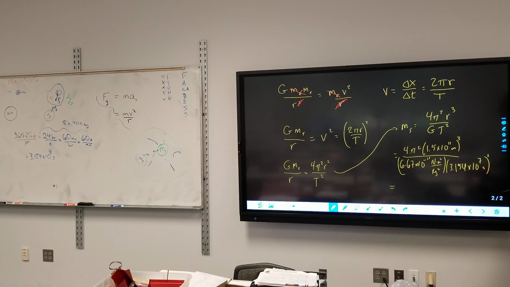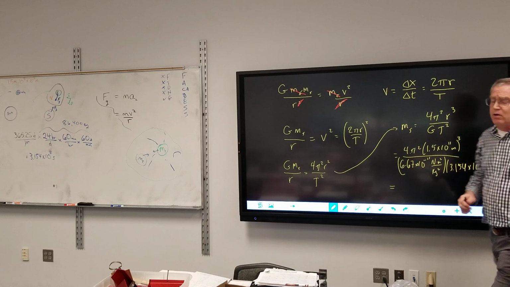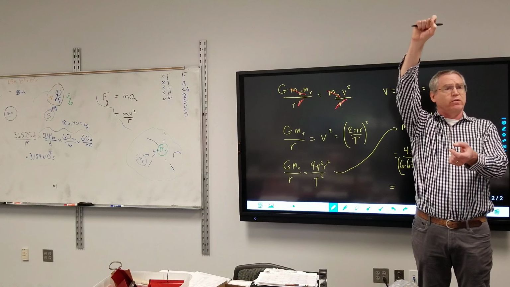And this is just accepted that 6.67 times 10 to the negative 11th is the universal constant for gravity. Yes. For the 1.5 times 10 to the 11th, we just got that from... what does that number represent? That's the orbital radius. That's how far it is from the center of the Earth to the center of the Sun.